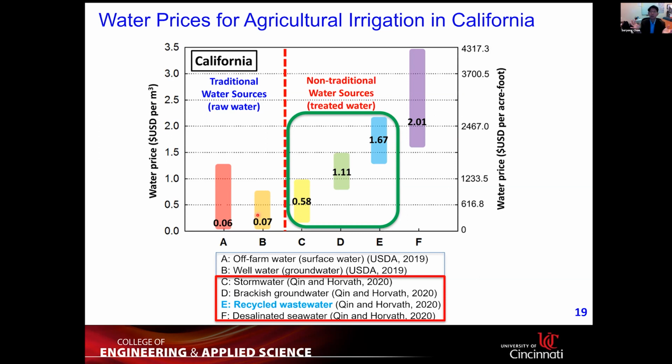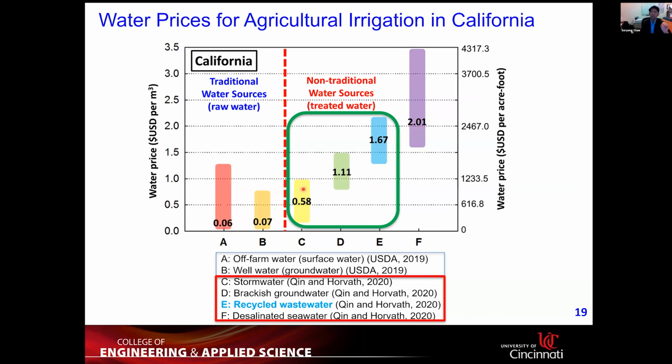Because of very severe drought on the western side, even if you want to provide fresh water, there's no water available. Then we look for non-traditional water sources like stormwater, treated wastewater, brackish groundwater, and seawater. Those are available, but the price of water goes up. Stormwater is $0.85 per cubic meter, brackish groundwater about $1.1, treated wastewater $1.7, and desalinated seawater about $2.0.